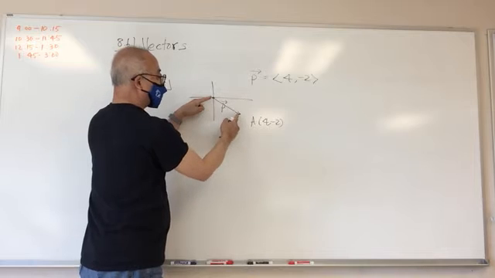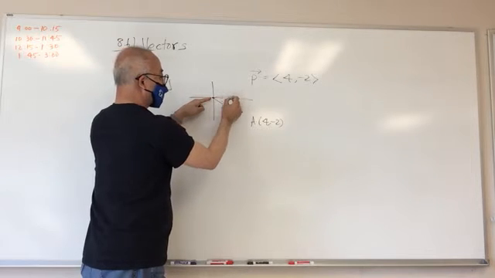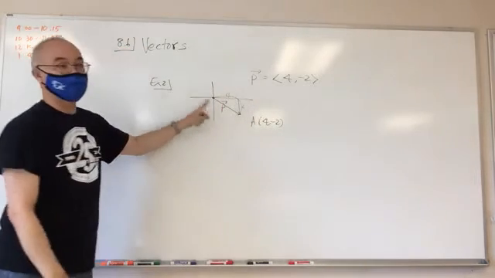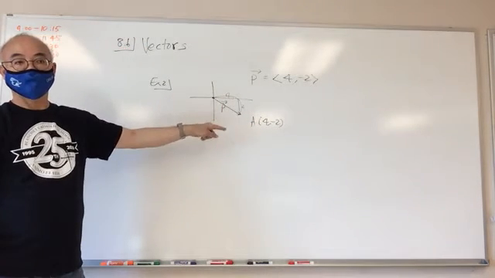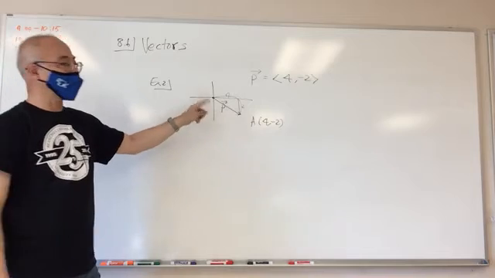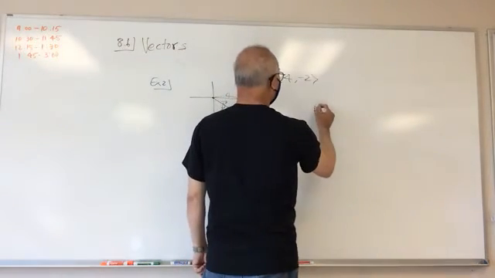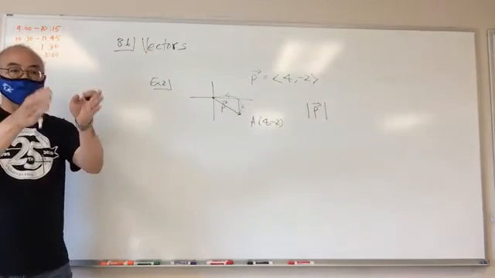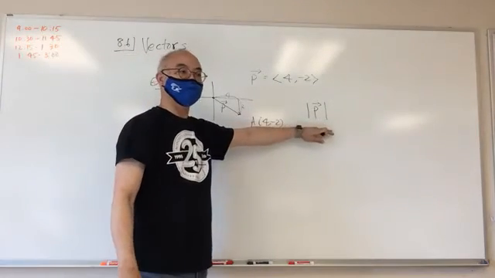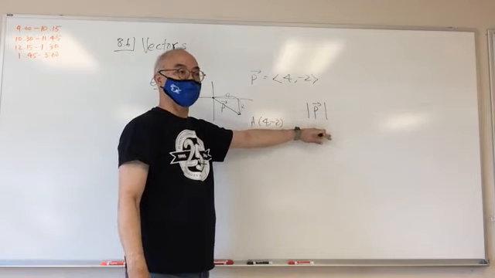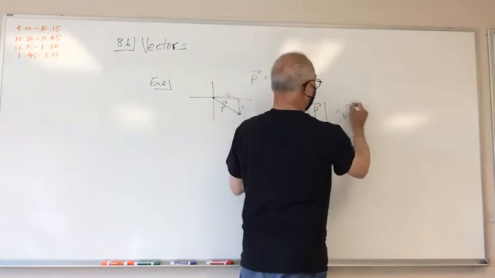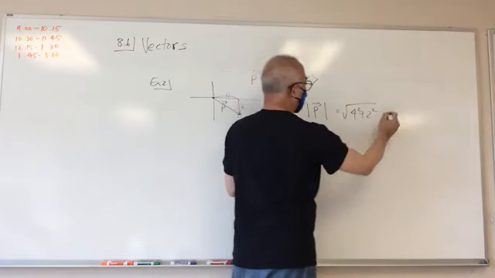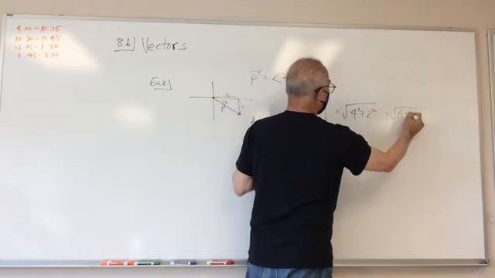Okay, the magnitude is going to be what? Since this is 4 and this is 2, we can just use what? Pythagorean theorem, right? So the magnitude of the vector is written with the two bars on the side, not absolute value. This is the magnitude of a vector. The magnitude of a vector is the square root of 4 squared plus 2 squared, which is 16 plus 4.